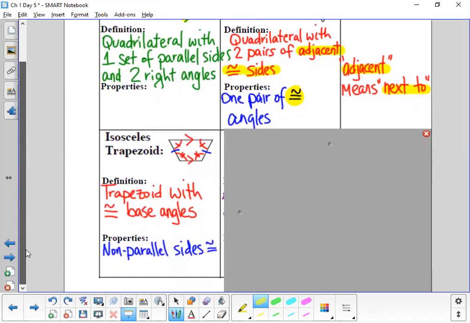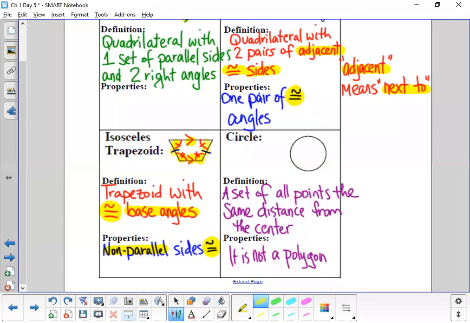Oh, we're almost done here. We've got the isosceles trapezoid. It is a trapezoid with congruent base angles. And it actually has 2 pairs of base angles. The angles up here at the top and the angles down there at the bottom. Those 2 pairs of base angles are congruent pairs. And it is a trapezoid, which means it has 1 set of parallel sides. The property of an isosceles trapezoid is that the non-parallel sides are congruent, and that's what those tick marks mean. So there's our isosceles trapezoid.